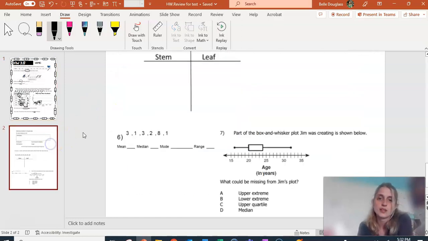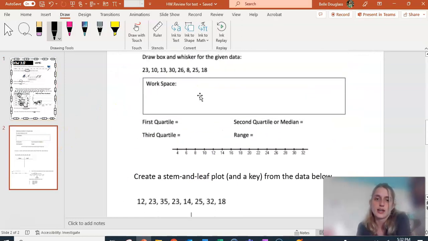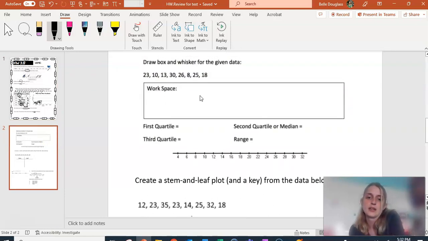Next page. You are creating a box and whiskers plot. So you got your numbers. You need to put them in order from least to greatest. 23, 25, that's a terrible 5, 26, and 30.